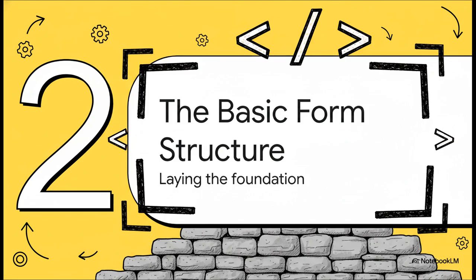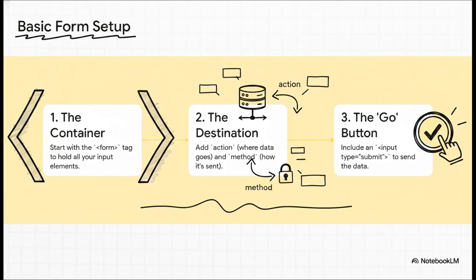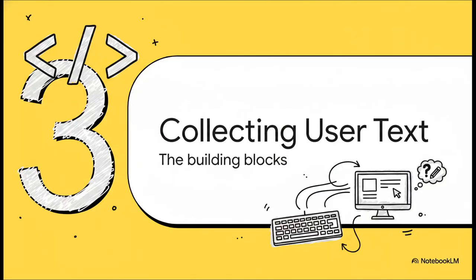Every building needs a solid foundation, right? An HTML form is no different. It all starts with a couple of simple but absolutely essential tags that create the frame for everything else you're going to add. It's really just a simple three-step process. First, you lay down your container, the opening and closing form tags. Second, you have to tell that form where the data is going. That's the action attribute, and how it's getting there. That's the method. A super common method is post, which is great for things like passwords because it sends the data invisibly. And finally, step 3, you need a go button, an input type submit, so the user can actually send you their info.